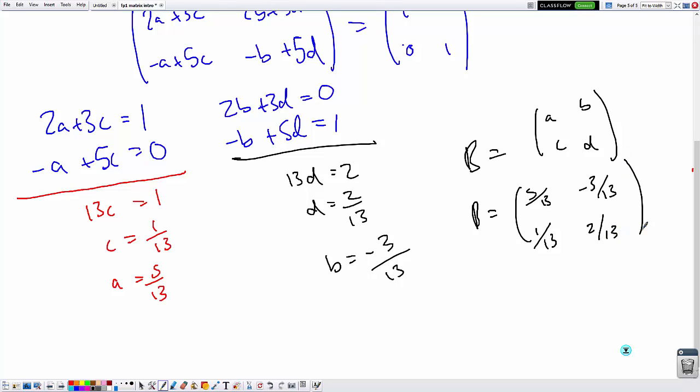Now you can leave it like that, that's fine. This is what B is equal to, but instead of having all these fractions here, we can take out a factor. All of these have 1 over 13 in them. We'll take out a 1 over 13. So B, you can also write it as 1 over 13, 5 minus 3, 1, and 2. Okay, that's it. This is pretty straightforward.